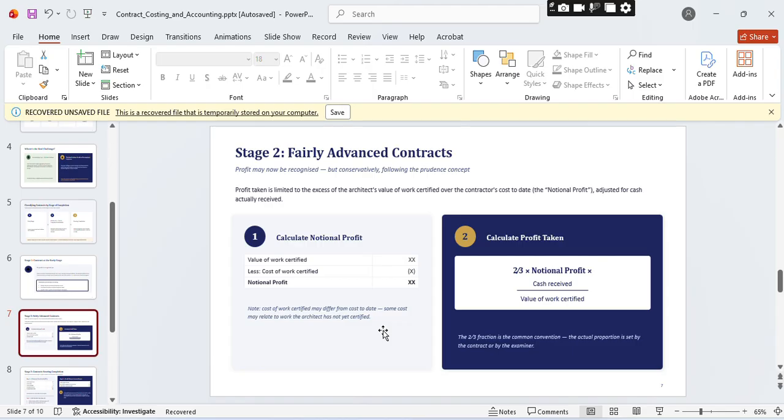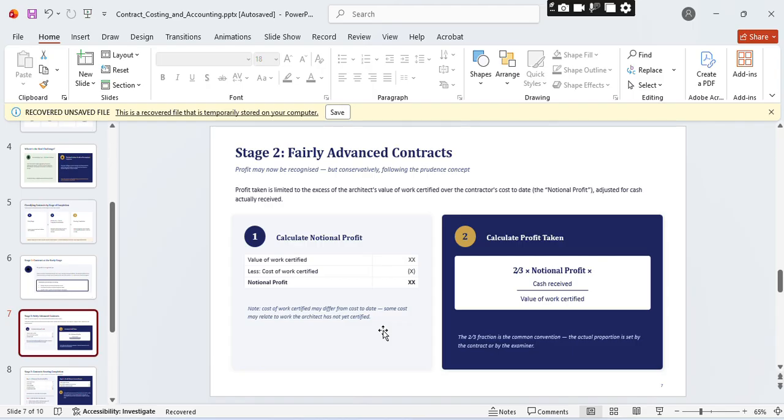Because even the profit that we have seen here, we cannot take everything at this second stage. We have to just take a part of the notional profit. Because this is stage two and we have three stages, it is 2/3 times the notional profit that we have been able to determine by comparing the value of work certified with the cost of work certified, times the cash received over the value of work certified.